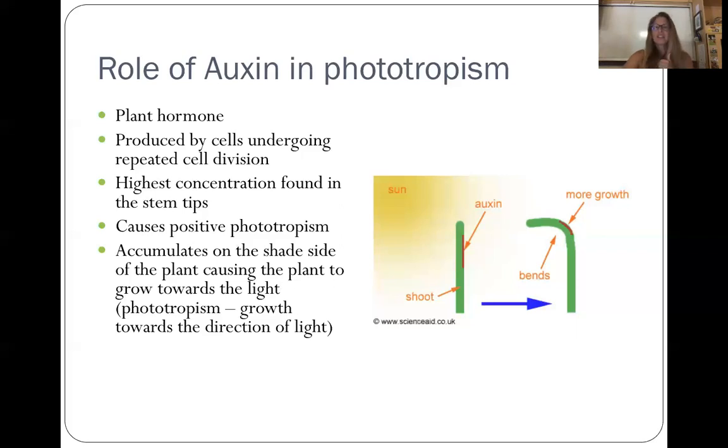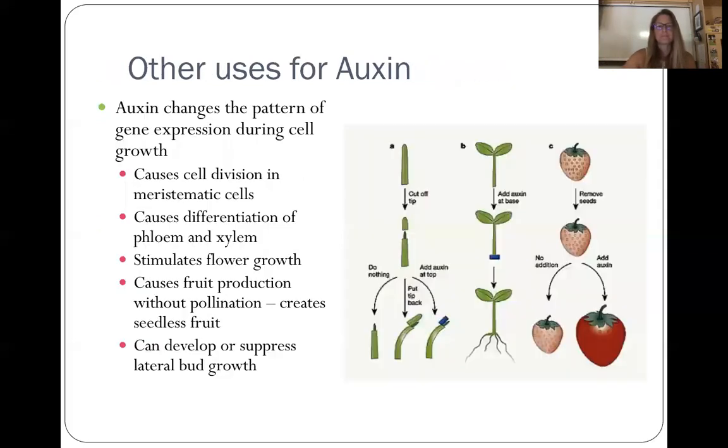Auxin has its highest concentration in the tips of the stem, and that's important because if you think about the trunk of the tree, that's wood, that's hard. It's not going to be able to bend and move. Whereas the limbs of the tree are still flexible. You could take a limb of a tree and bend it gently. You can't take the trunk of the tree and do that.